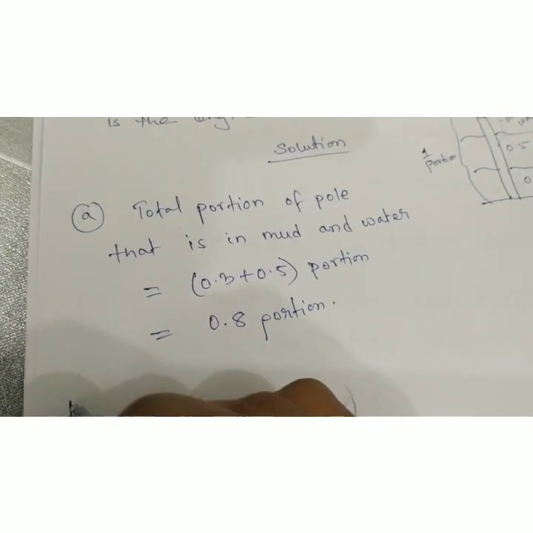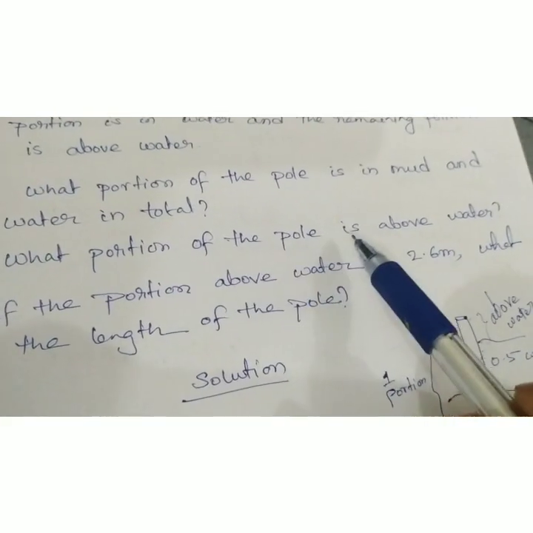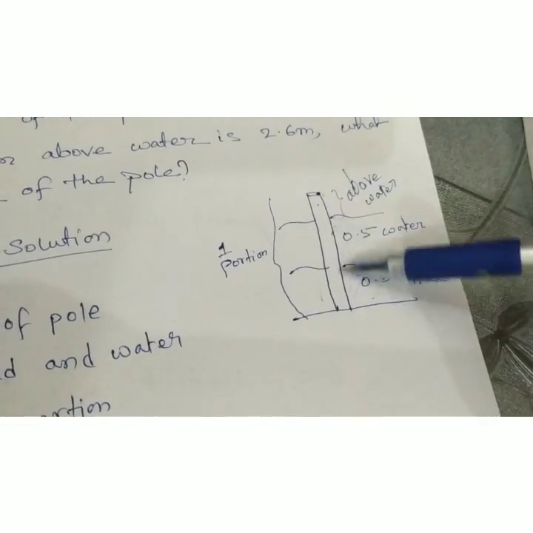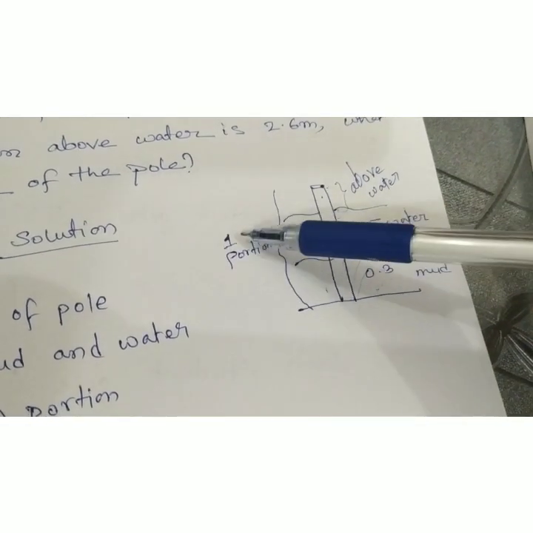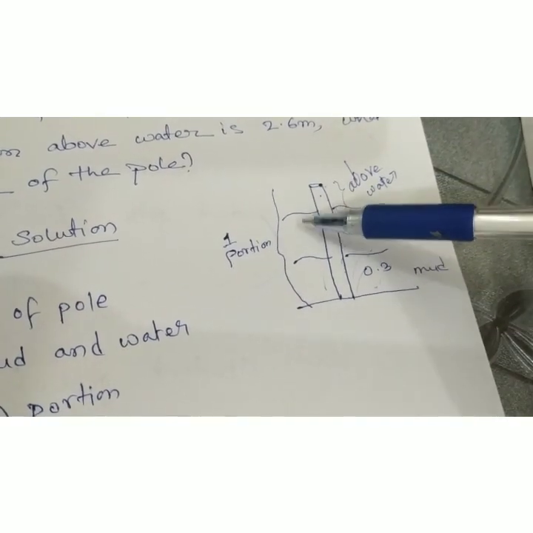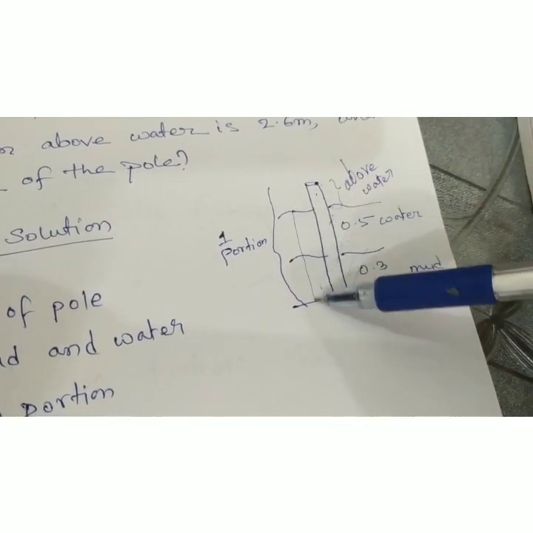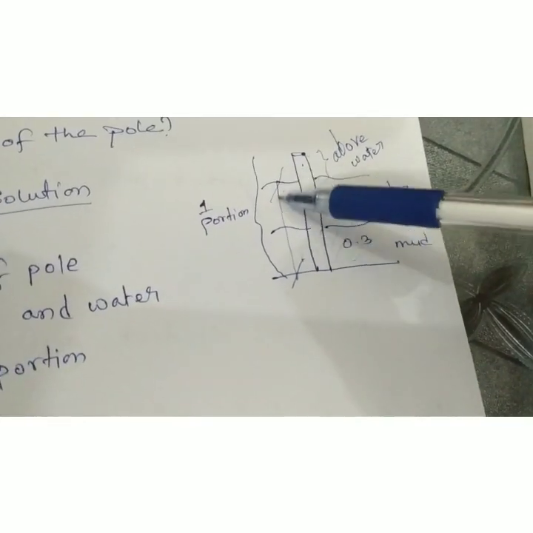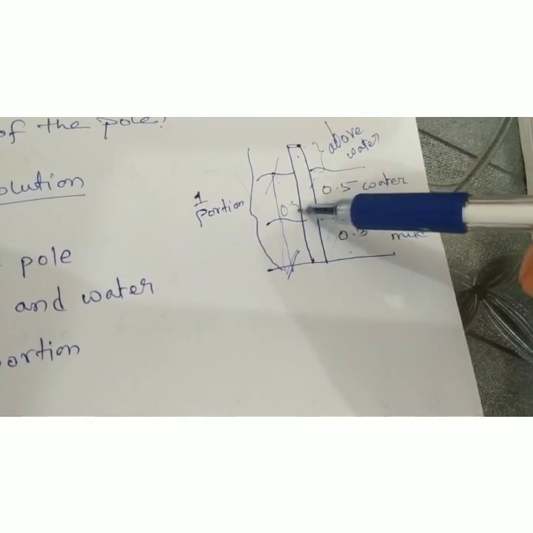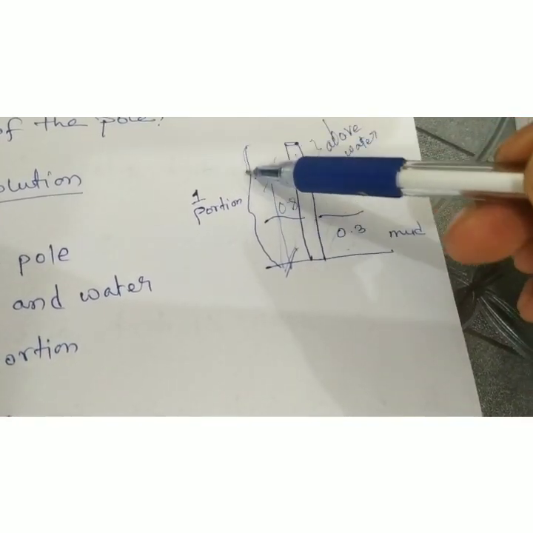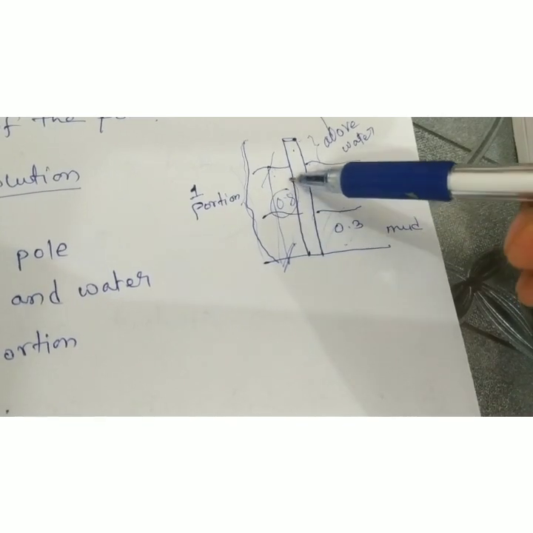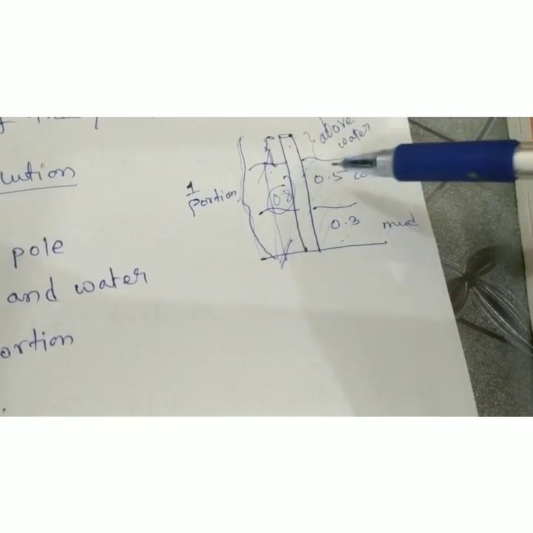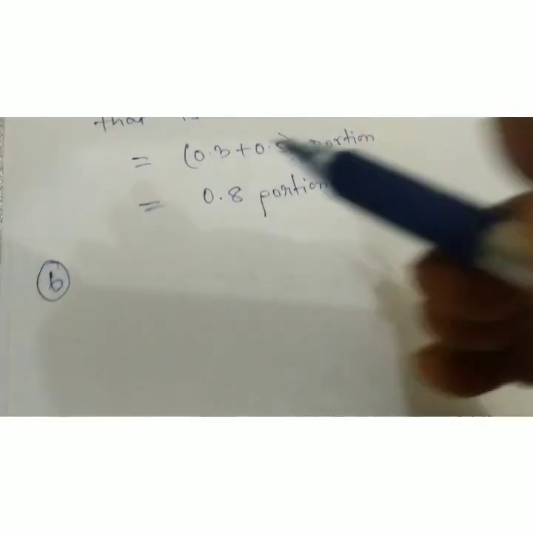Next, part B. What portion of the pole is above water? We know this pole in total is one portion. Okay, and we have got till here the total portion is what? From part A, 0.8 portion. So if we subtract 0.8 from 1, we will get the total portion that is above water, right?